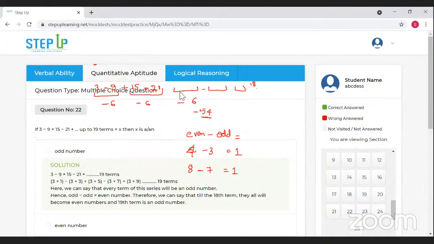Once again, see, so Deepika, what is happening? 3 minus 9 is minus 6, 15 minus 21 is minus 6. So the next two terms, fine.